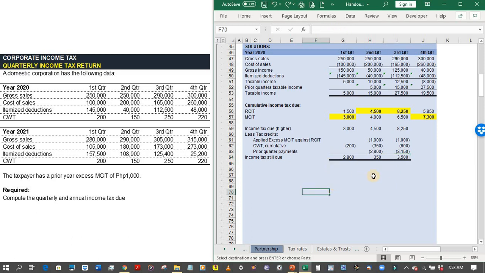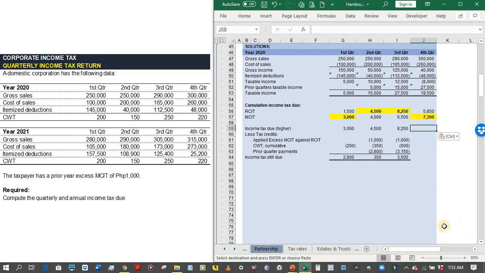Now, for the last quarter or for the year 2020, because the last quarter presents the annual information. So the income tax due in the fourth quarter will be the income tax due for the year. So that will be the higher between MCIT and RCIT. And the amount due for the year is MCIT because 7,300 is greater than 5,850 pesos.